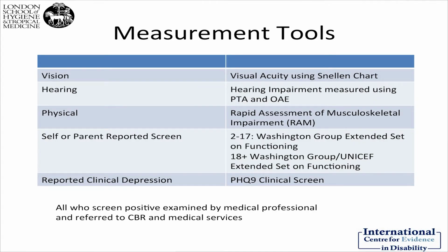Each individual of all ages had their eyes tested using a Snellen chart to test visual acuity, and their ears tested using a two-stage methodology of otoacoustic emission testing, first to check middle ear function. For anybody who failed that, there was pure tone audiometry to look at the impairment in hearing. For physical impairment, we used a tool called the Rapid Assessment of Musculoskeletal Impairment, which I don't know if there are physiotherapists in the audience who are aware of it. It was developed by members of our group for use in Rwanda in 2008. And we used two reported screens, a self-reported screen of functional limitation, developed by the Washington City Group at the World Bank. And for those aged 18 and above, we also had a reported clinical depression screen.